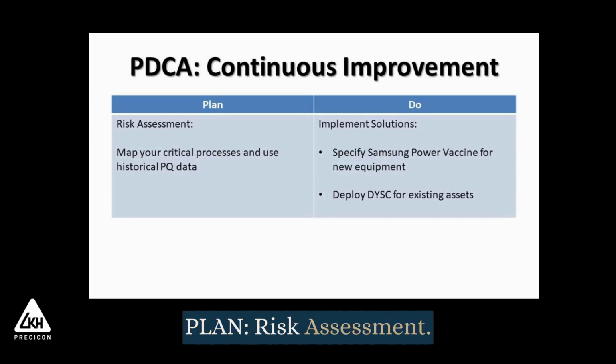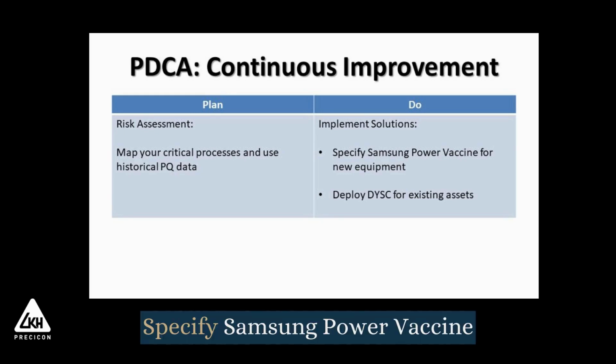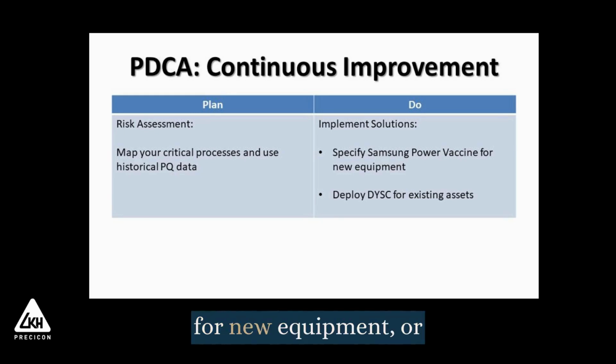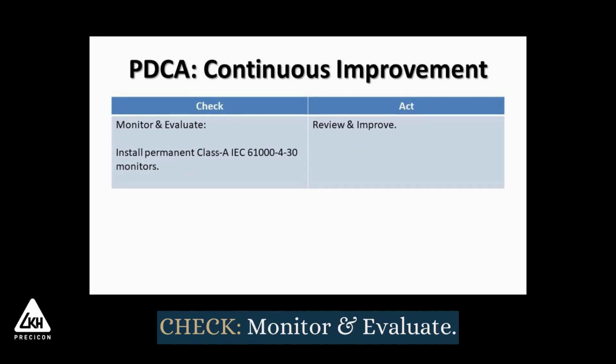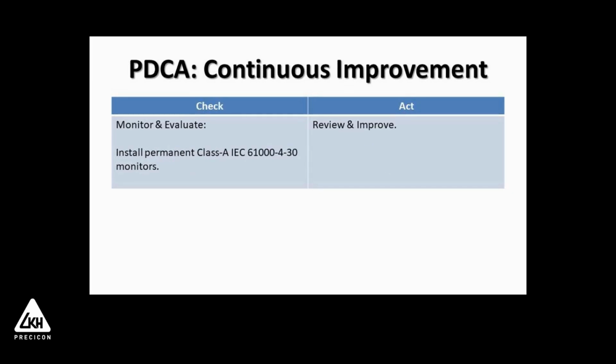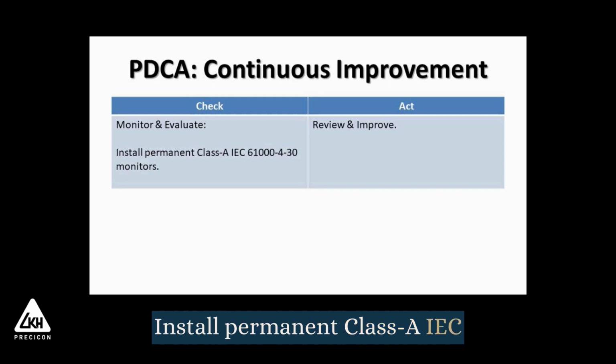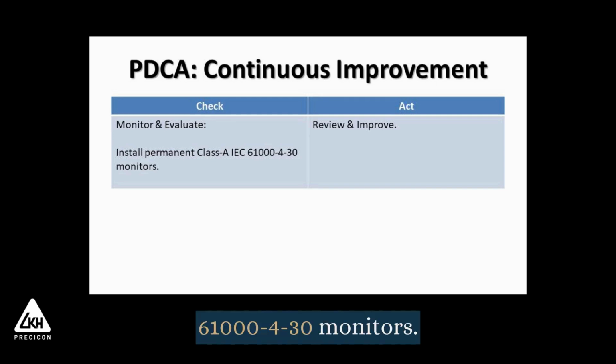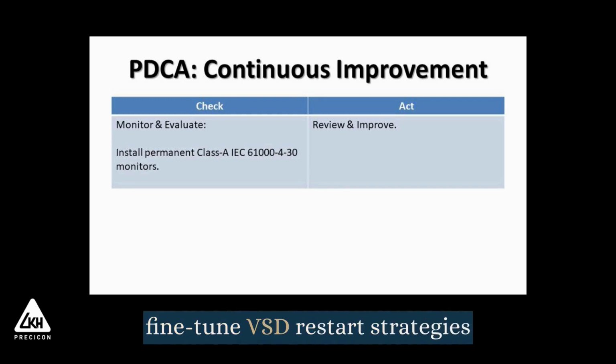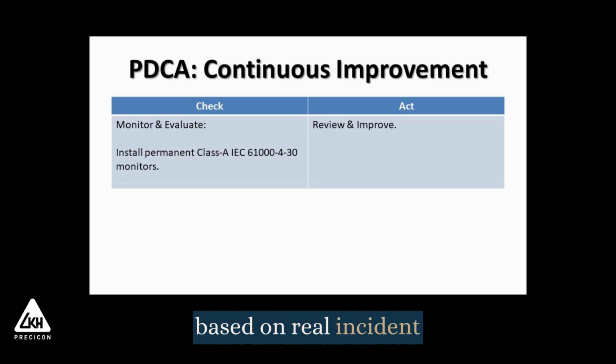Plan: risk assessment. Map your critical processes and use historical PQ data. Do: implement solutions. Specify Samsung Power Vaccine for new equipment or deploy DYSC for existing assets. Check: monitor and evaluate. Install permanent Class A IEC 61000-4-30 monitors. Act: review and improve. Analyze PQ trends and fine-tune VSD restart strategies based on real incident data.